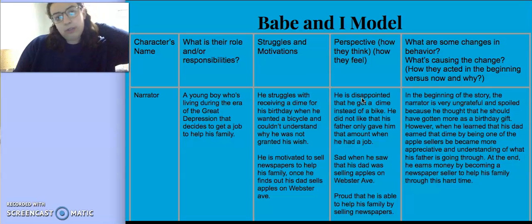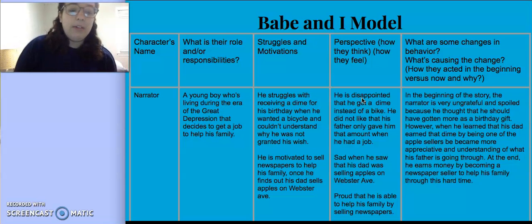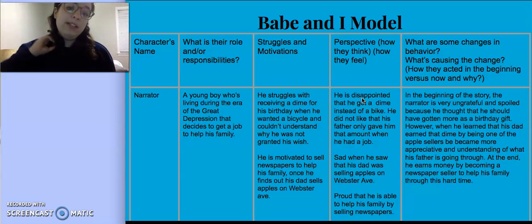So in our Read Aloud, The Babe and I looked at our main character, which is the narrator. We don't actually get his name, but he narrates and tells us the story. So in my handy dandy chart I have here, I wrote the character's name, narrator. That's okay if your character's named the narrator. And then I wrote what is their role and or responsibility.